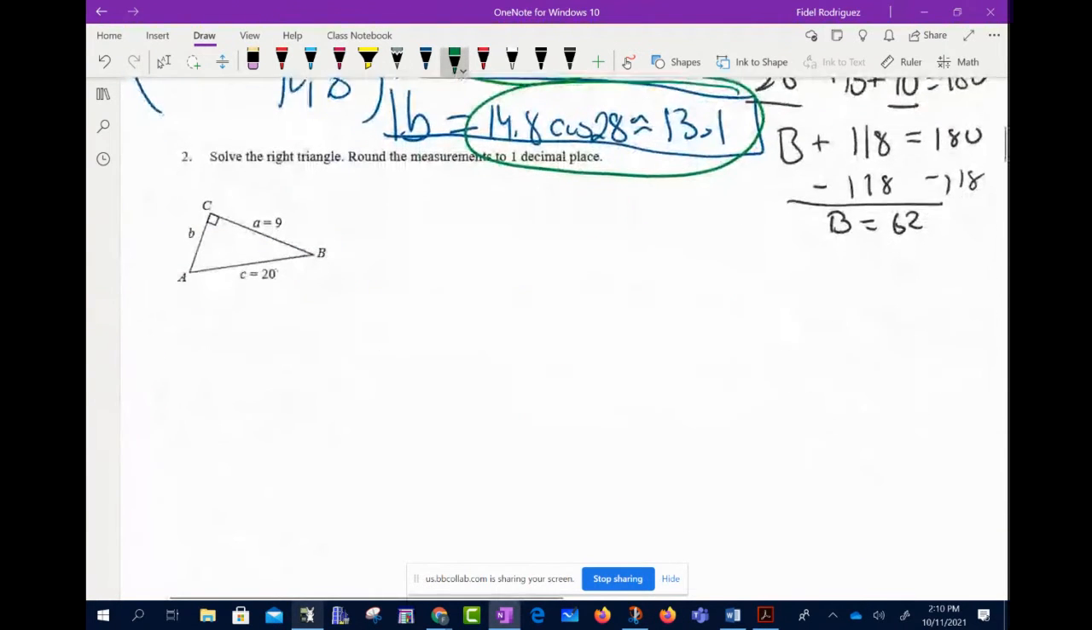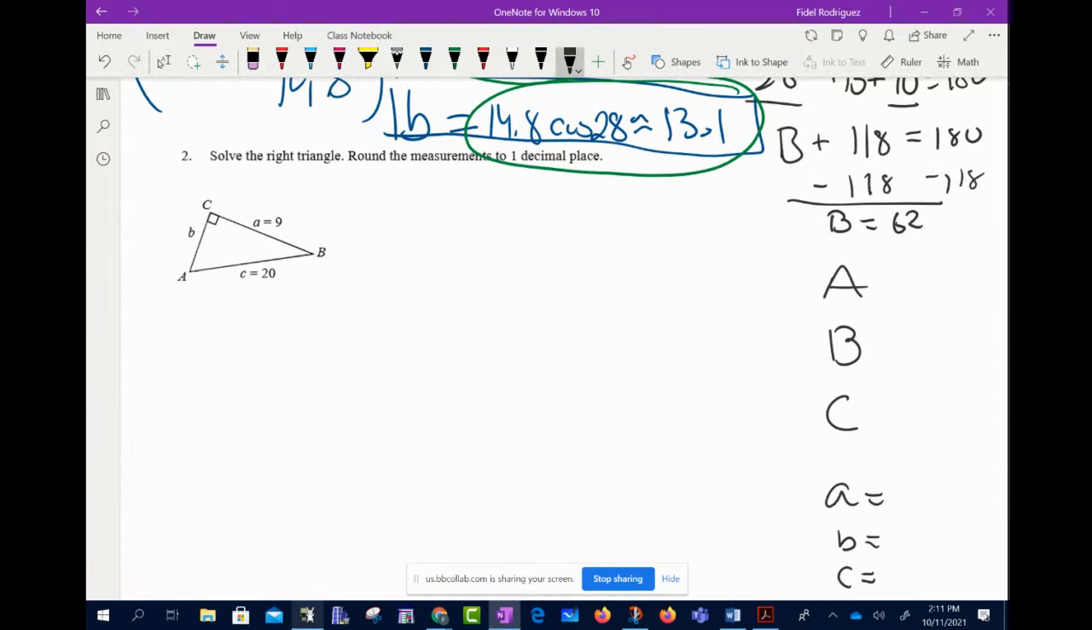Yes. So let's take a look at number 2. Same kind of problem, y'all. Solve the right triangle. Round the measurements to one decimal place. Let's take a look here. So remember, we need to find a couple of things. We need to find angles A, B, and C. And we need to find the little sides a, b, and c.